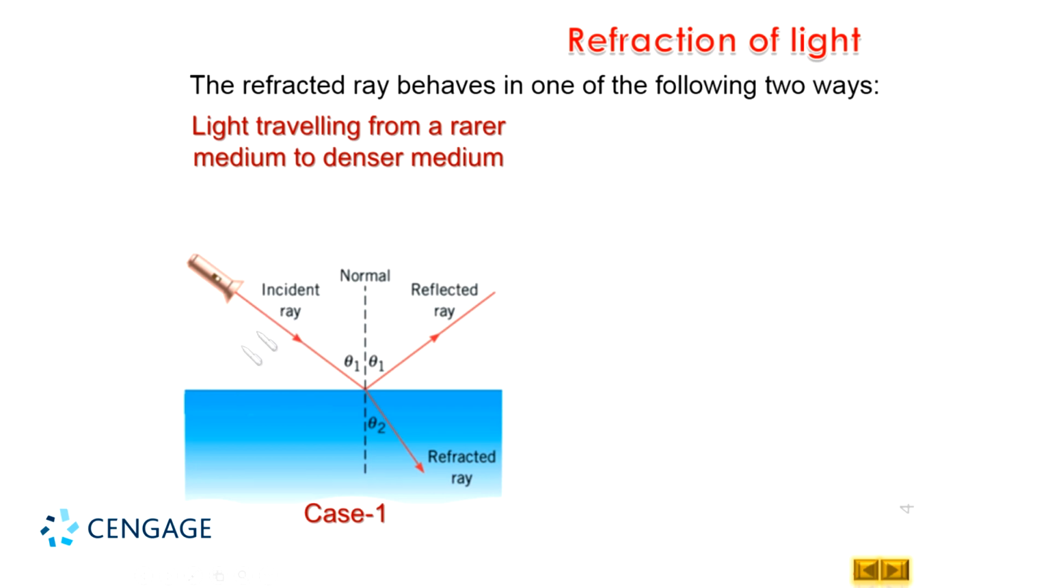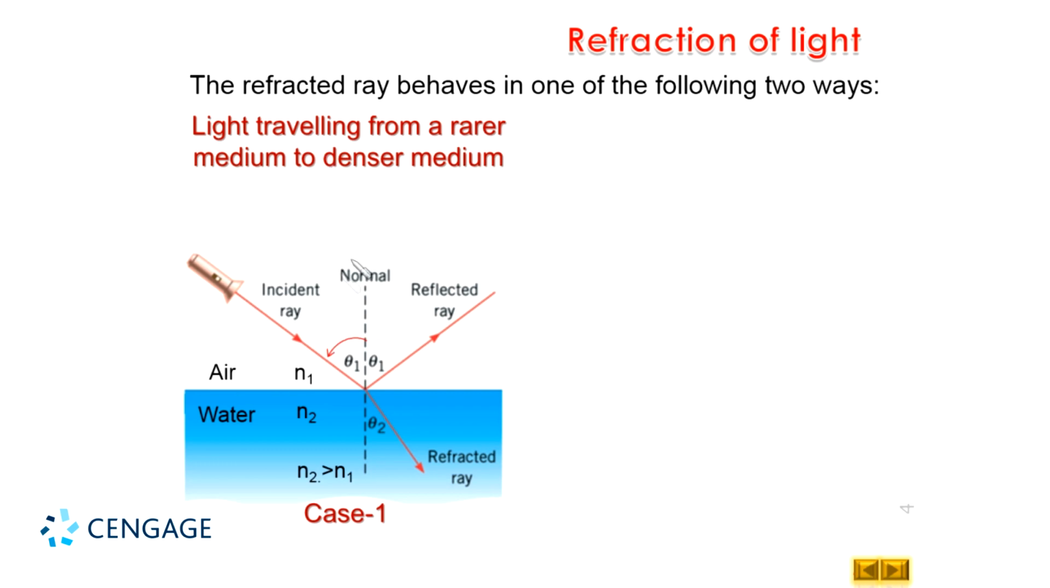You can observe this is air, this is water, rarer medium, denser medium. This is the incident ray and you can observe the deviation of the refracted ray. That refracted ray is bent toward the normal. So when light travels from a rarer medium to a denser medium, the light will bend toward the normal. If we call the refractive index of air n1 and the refractive index of water n2, in this case n2 is greater than n1. As we discussed, we always measure the angle of the incident ray, reflected ray and refracted ray with respect to the normal.